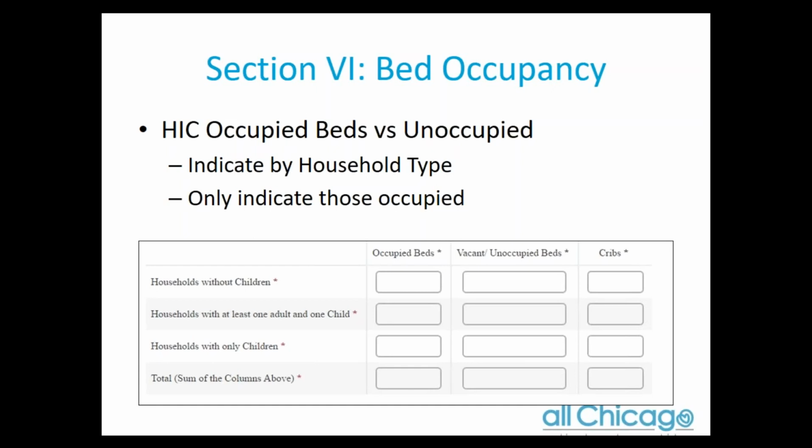For your program, you will not indicate any vacant or unoccupied beds. So this total sum under the occupied beds should equal your total number of beds in the previous sections. If you have any cribs, go ahead and complete that. That would be any infant in a crib on the night of the count.